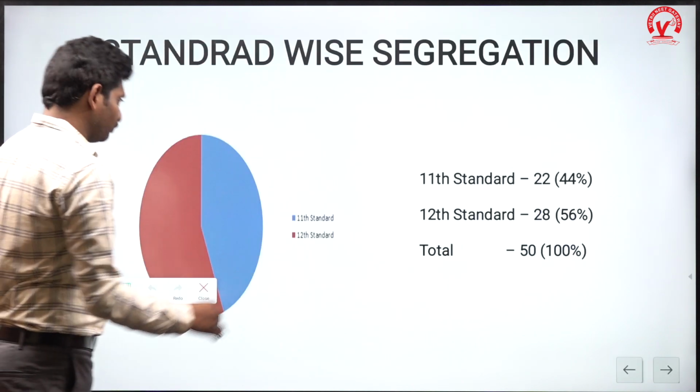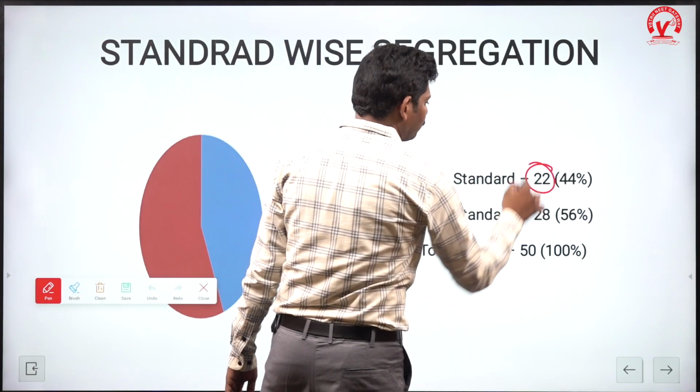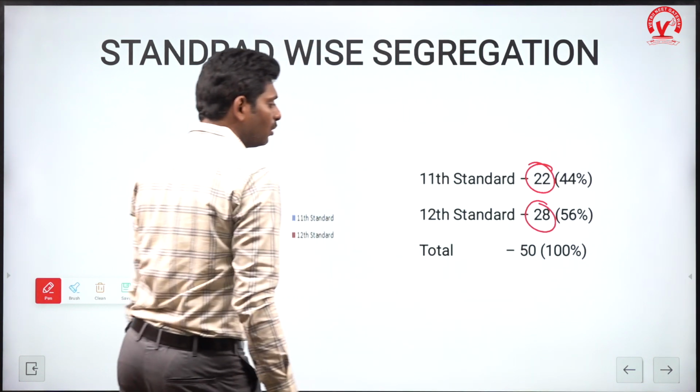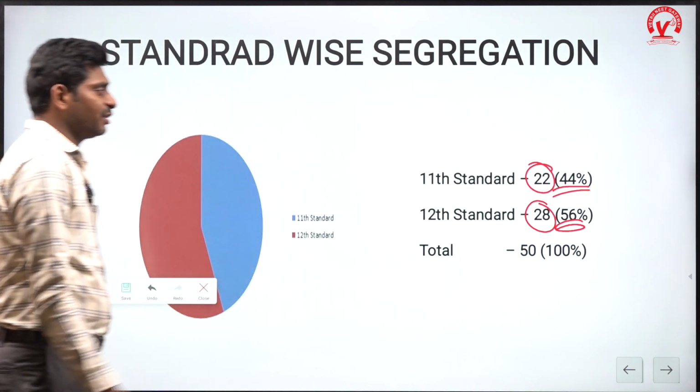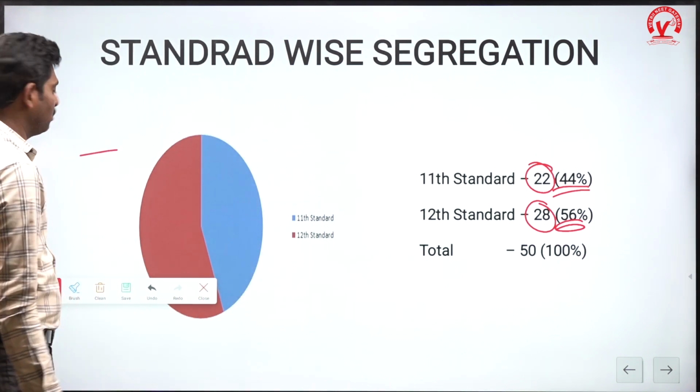So overall 12th standard 22, and 11th is 28. Out of 50, so in that first year 44%, second year 56% is given. So this year questions.